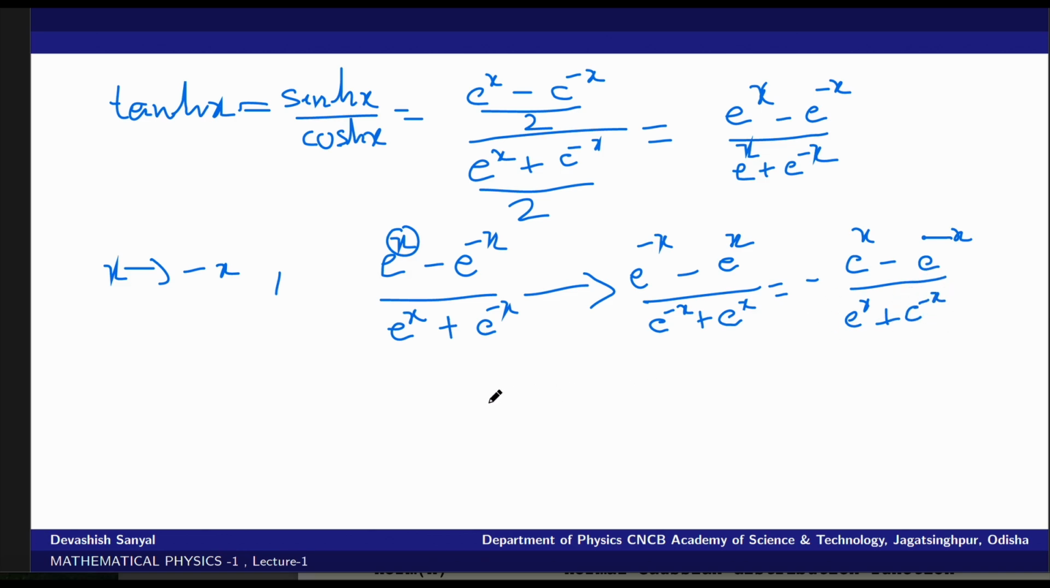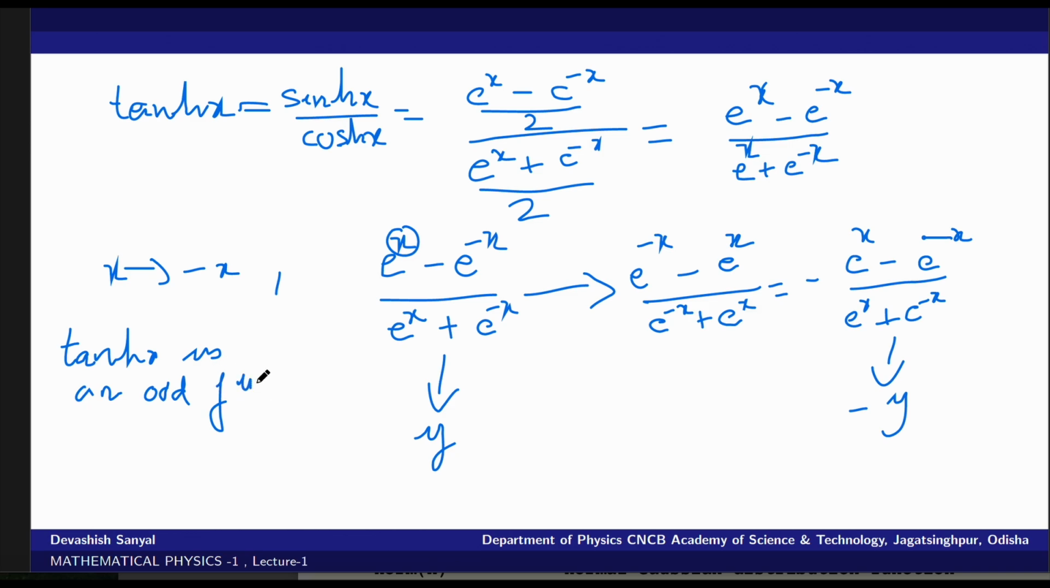So you can see, if this is y, this is just a change of sign, this is minus y. So I can write that tan hyperbolic x is an odd function. That means it is an odd function.